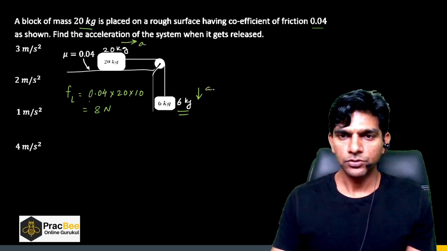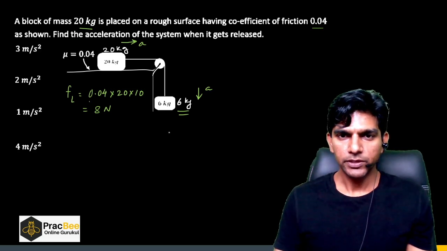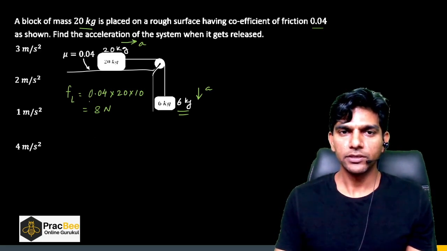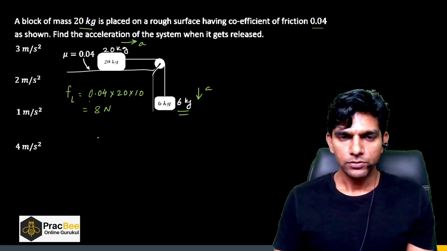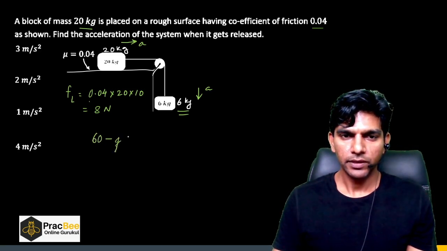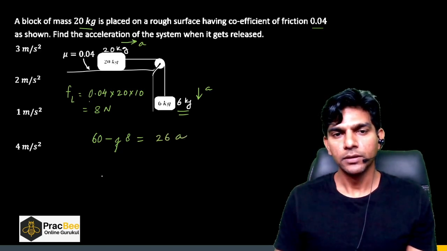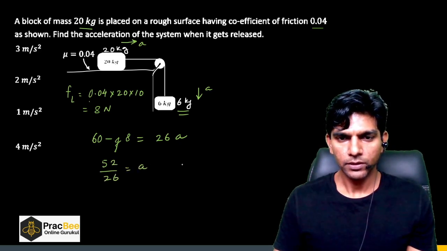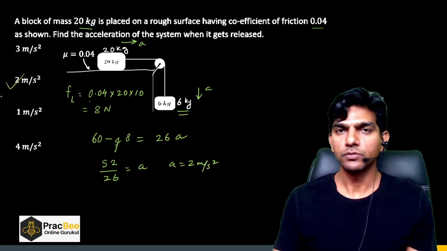So I'm assuming acceleration to be A. For this particular system, there is a 60 Newton force acting in the downward direction and there is a kinetic frictional force acting in the left direction. So we can say 60 minus 8 should be equal to 26 times A, right? So from here it will be 52 divided by 26. So acceleration will be 2 meter per second square, right? So option B is the right answer.